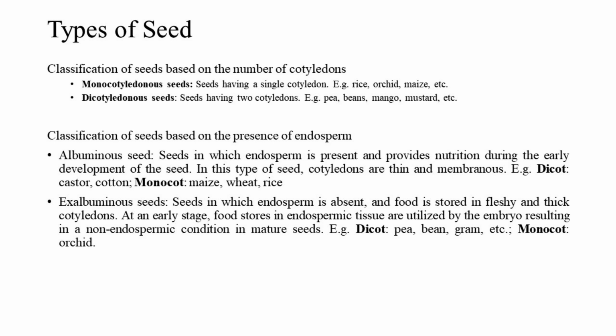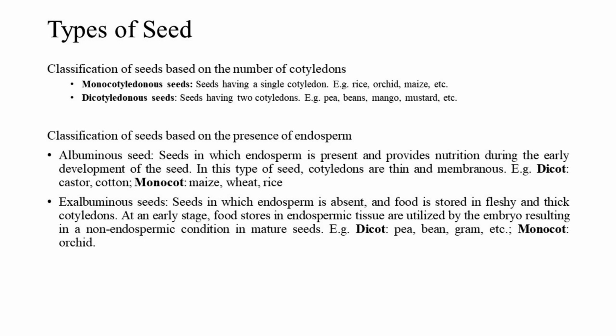Types of seed. Classification of seeds based on the number of cotyledons. Monocotyledonous seeds: seeds having a single cotyledon, e.g. rice, orchid, maize, etc. Dicotyledonous seeds: seeds having two cotyledons, e.g. pea, beans, mango, mustard, etc.